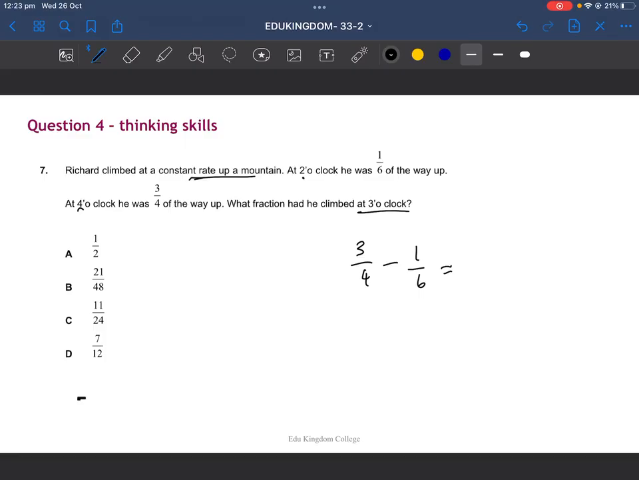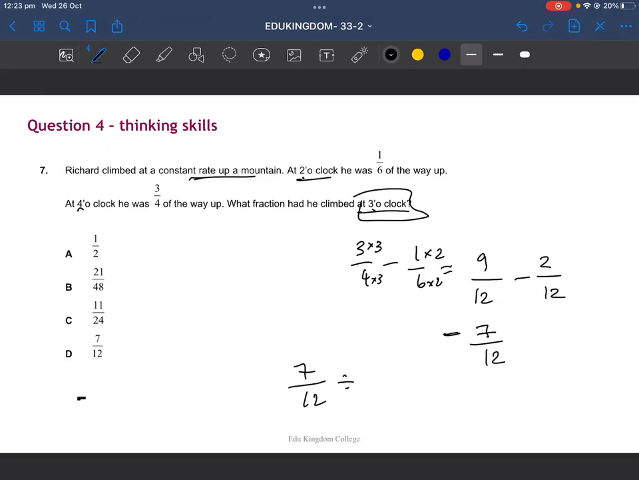Which was, how do we do this again, guys? To subtract fractions, we need the same denominator. So I'm going to times 3 here, times 3, because the lowest common multiple is 12. We do that, what do we get? 9 over 12 minus 2 over 12, which is 7 over 12. So in 2 hours, he traveled 7 over 12. So in 1 hour, because remember, 3 o'clock is only 1 hour after 2, he must have traveled 7 over 24th of the distance.